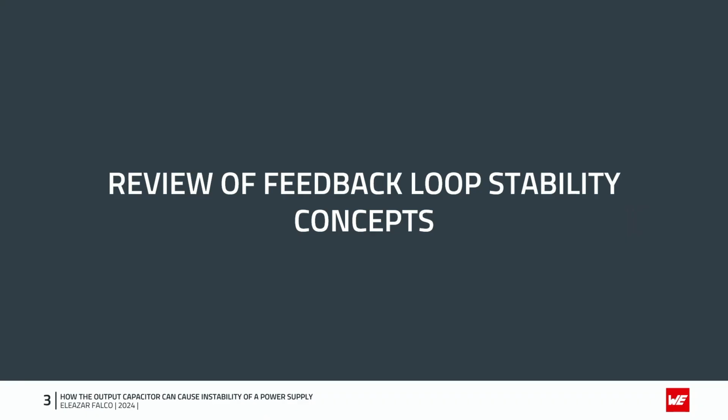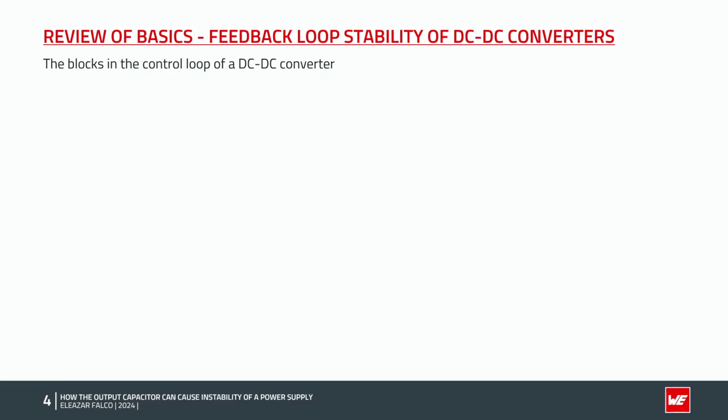So let's start by reviewing the basic concepts of control loop stability in the case of switching converters. Starting with the typical blocks of a power supply with its control loop, we have the power stage, whose transfer function depends on the topology used, like buck, boost, flyback, etc. But not only this, it also depends on the operating mode, be this discontinuous conduction mode or continuous conduction mode.